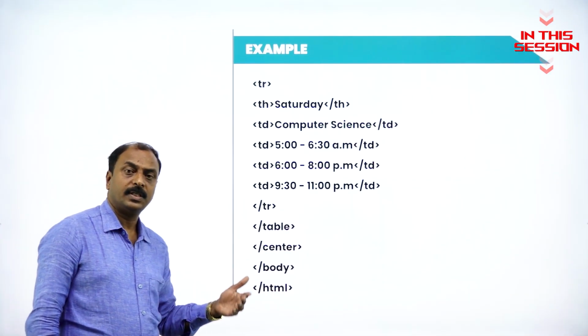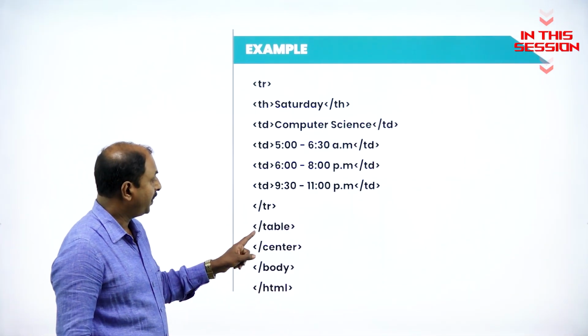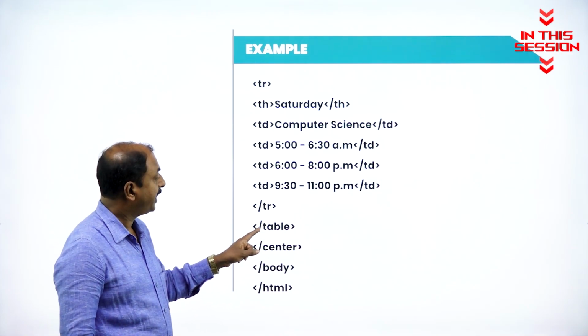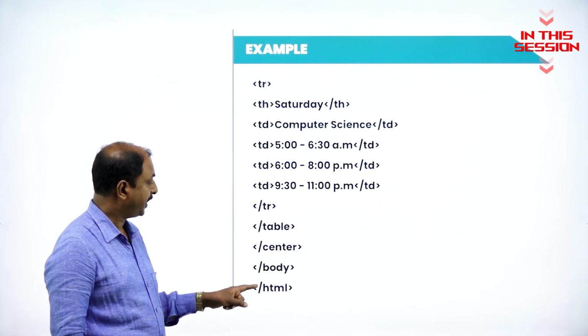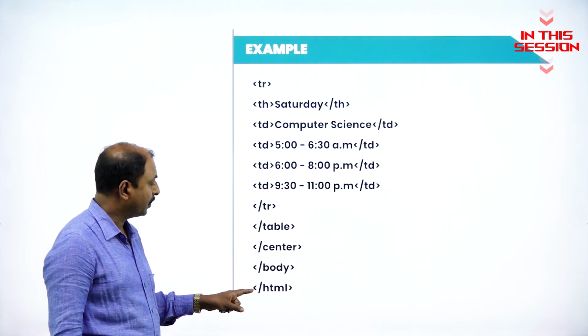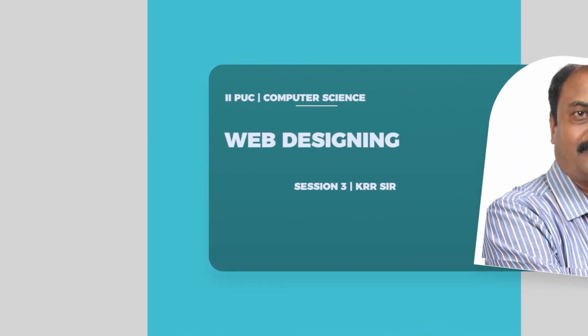How do we close the HTML tags? With the help of a forward slash and table. We are closing the table tag here. This is closing the center tag, closing the body tag, and closing the HTML tag.